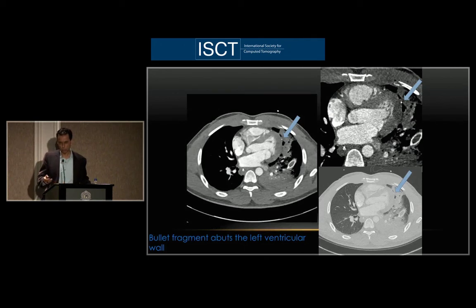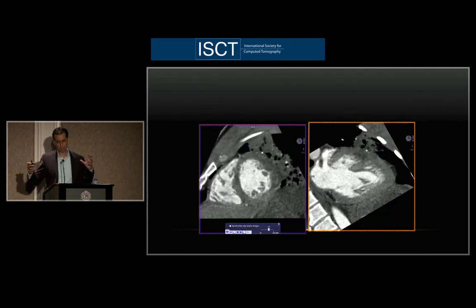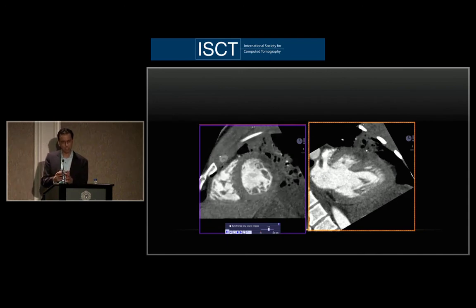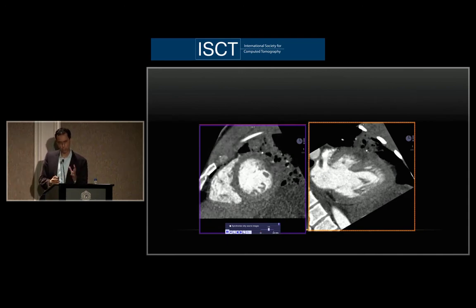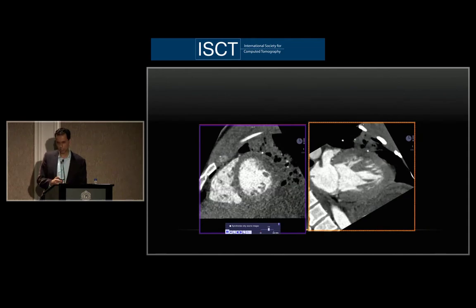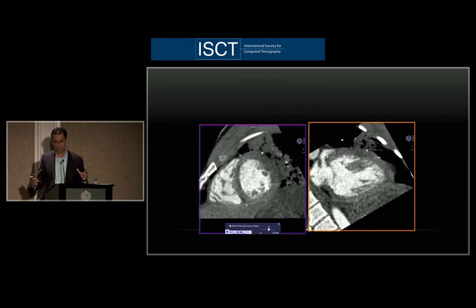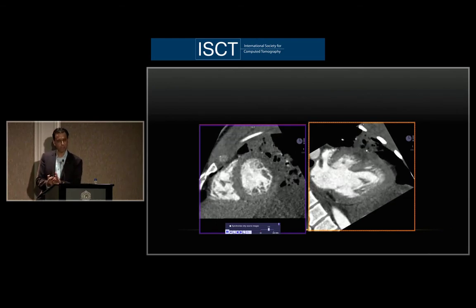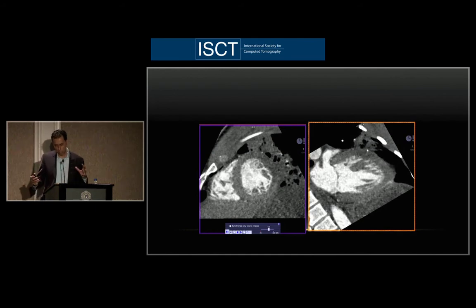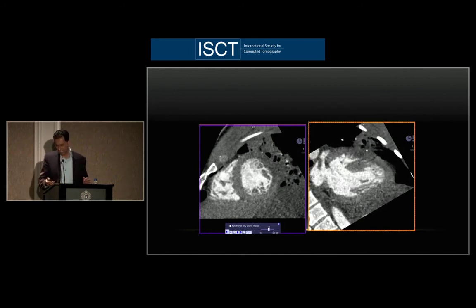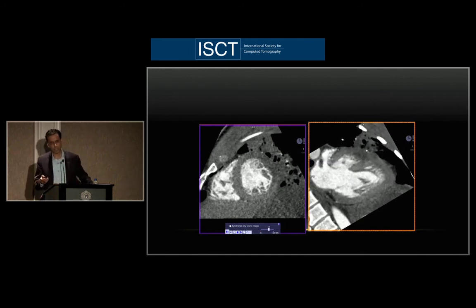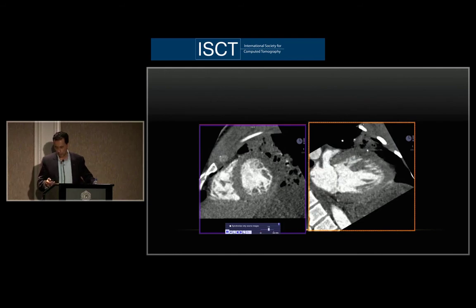So if we look at the wall motion analysis on the next slide here, we can see this marked decreased contractility of the left ventricle on the short axis view and on the two-chamber view as well. I'll show you the marked decreased contractility. You can see the ventricle is just not contracting. The ejection fraction is close to 15%. So marked decreased contractility, significant value added from a dedicated cardiac CT examination.